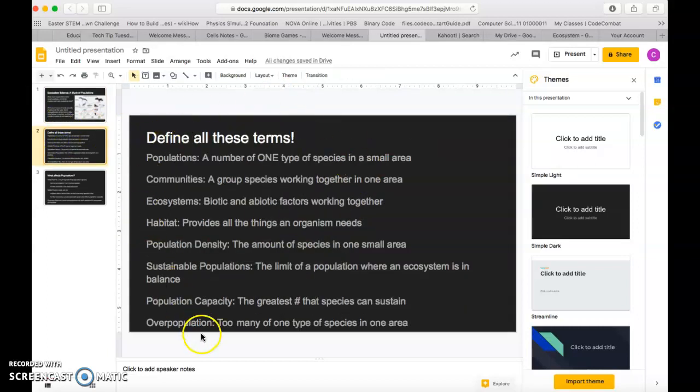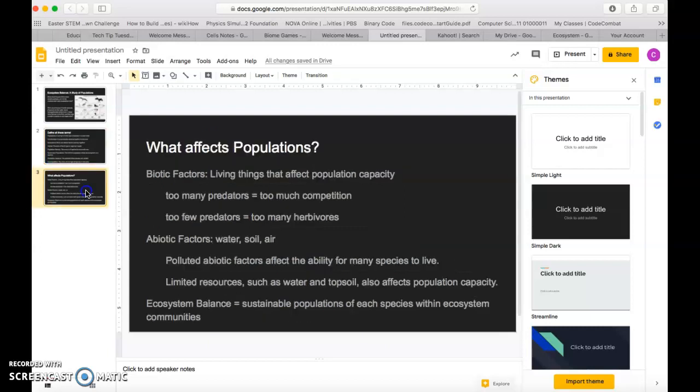We talked about these words in our live session. I don't want to talk about them all with you again because I know you guys are capable of reading, but hopefully they help you clarify some of that vocabulary that we talked about and we need to use for population studies. And then we talked a little bit about what affects populations. So the biotic factors, like we just talked about, living things affect population capacity. Too many predators equals too much competition.